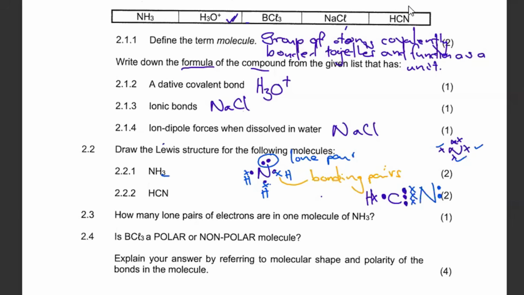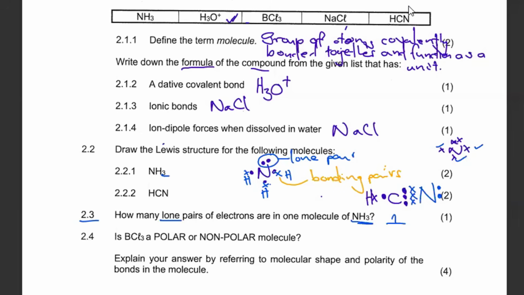A Lewis structure. Then we're asked, for question 2.3, how many lone pairs of electrons are in one molecule of NH3, right? If we look at the top there, how many lone pairs are there? We already identified only one lone pair. So we have one lone pair and three bonding pairs. At the end of the day, our answer is one lone pair.